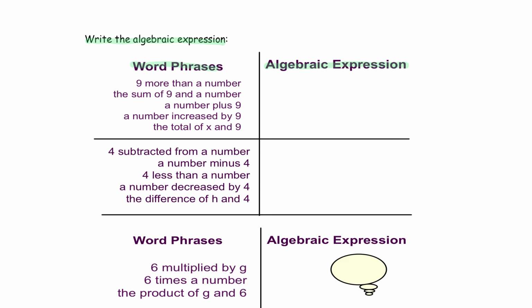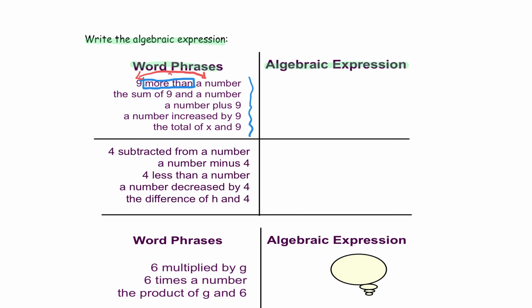So let's take a look at this first section in here. Ready? 9 more than a number. Well, remember, I mentioned earlier that when you see the words more than or less than, that's going to be what we call a switch word. So that switches the order. Right away, you would look at 9 more than a number. So you would think 9 plus a number. We can call it n or x or whatever. But when you see the more than or less than, you switch the order. All of these that are in this section here represent the same algebraic expression.